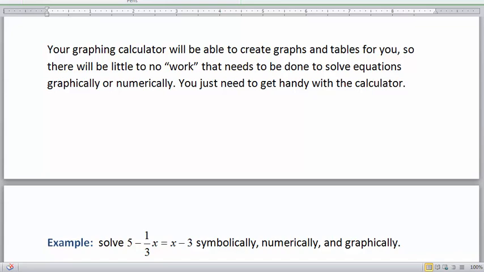And to solve numerically and graphically, what you'll see eventually is we'll create graphs and tables using our graphing calculator. So there really won't be a lot of written work to be done. It'll just be mainly done by the calculator for us, which is nice.